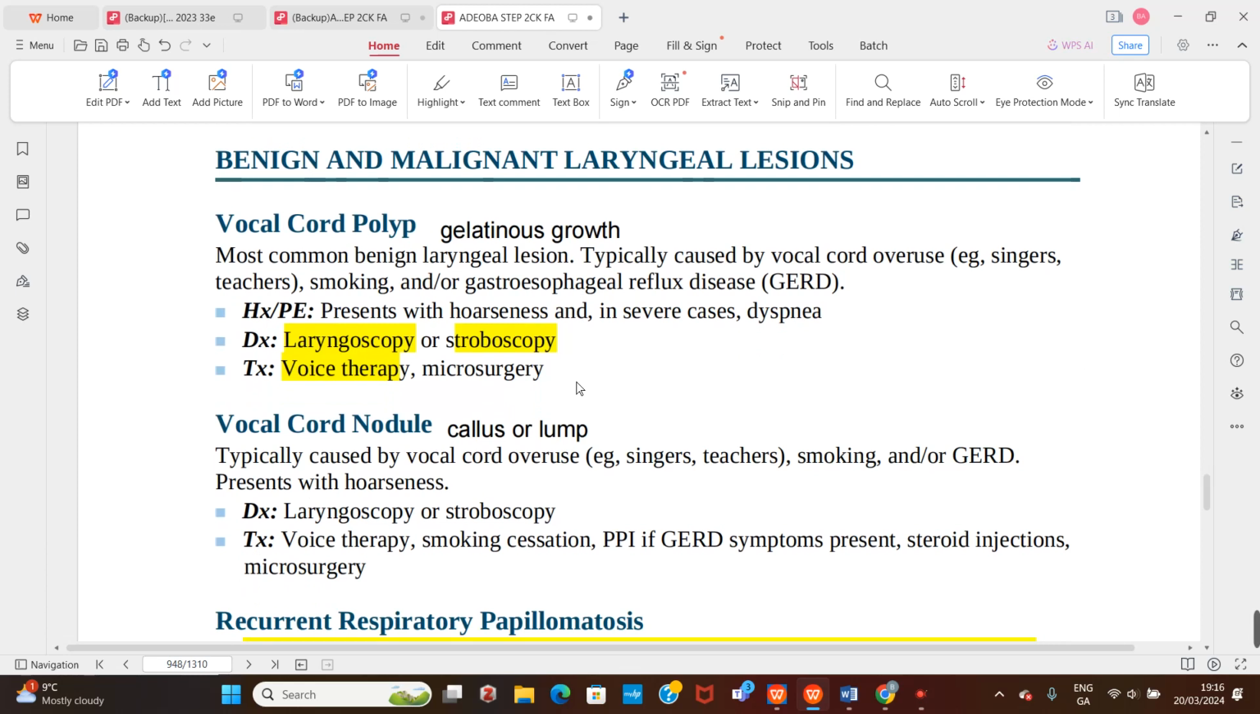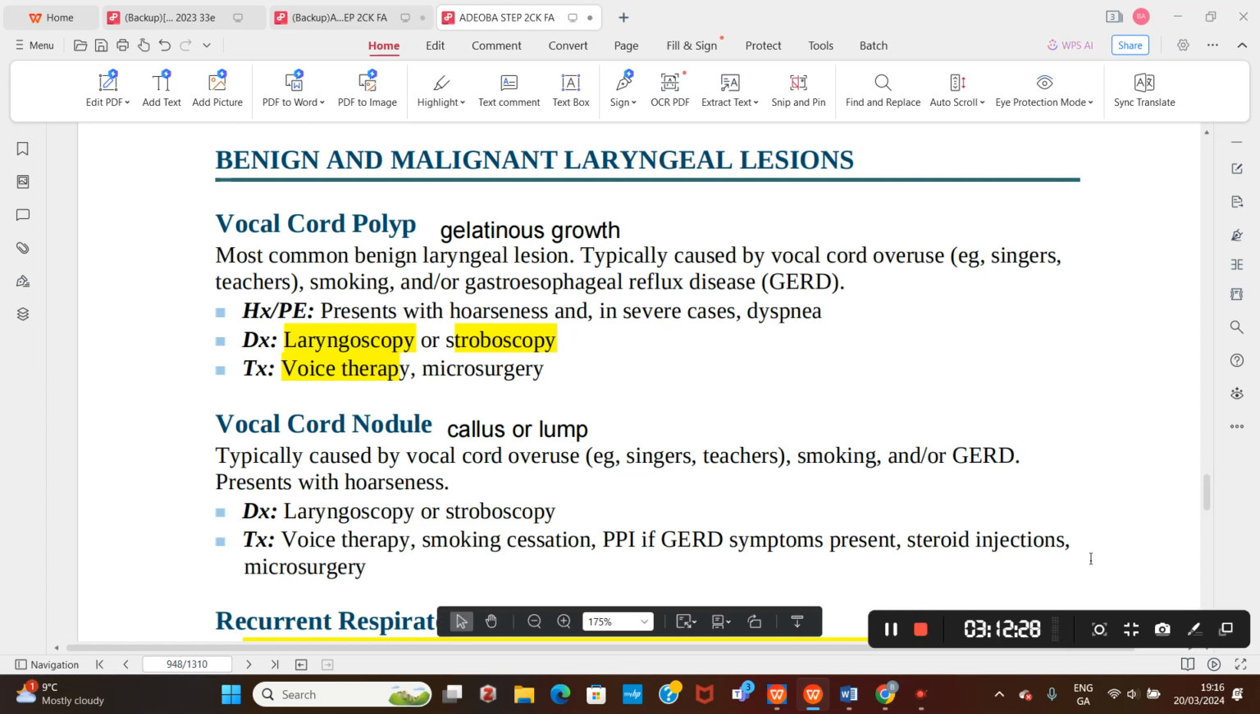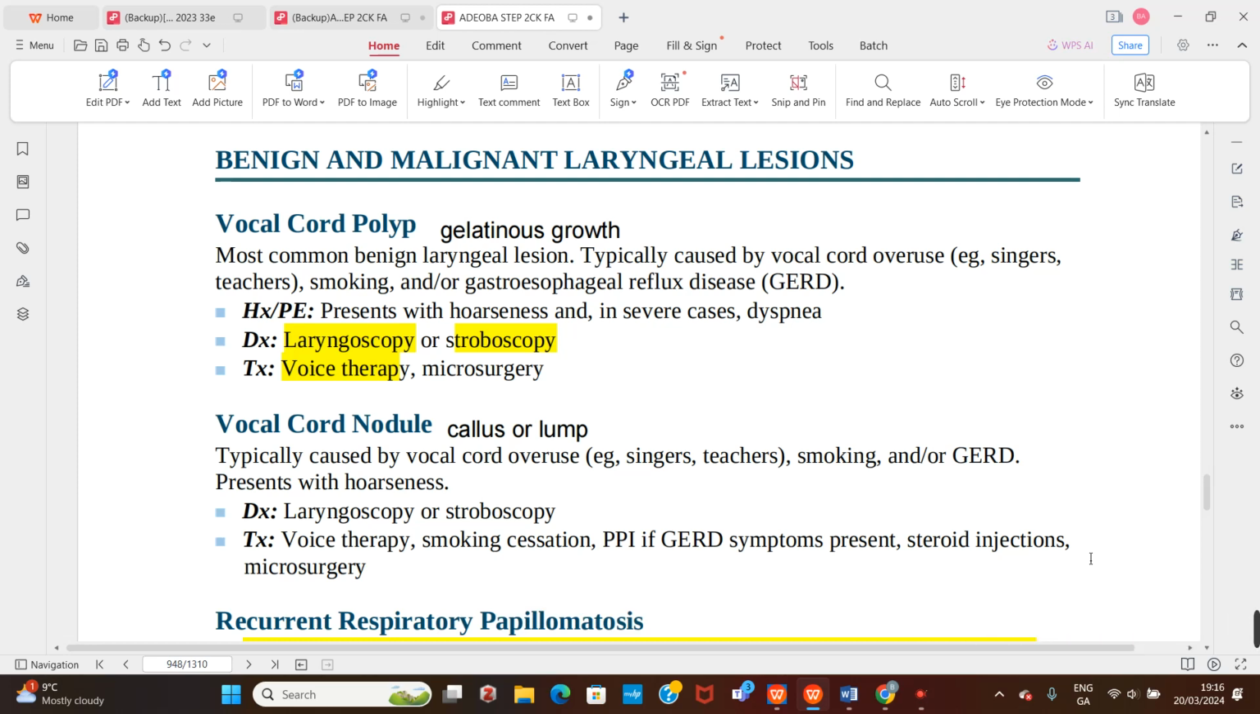So moving on to the laryngeal lesions, we have the vocal cord polyps and the vocal cord nodule. Vocal cord polyps are the most common benign laryngeal lesion. They appear as a gelatinous growth, and they are caused by vocal cord overuse, just like the cause of laryngitis too.